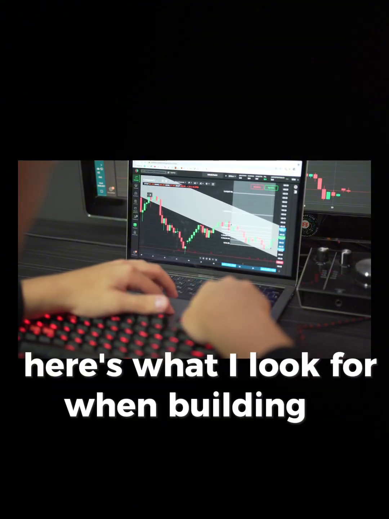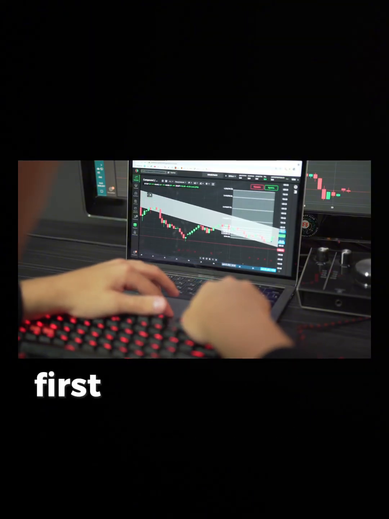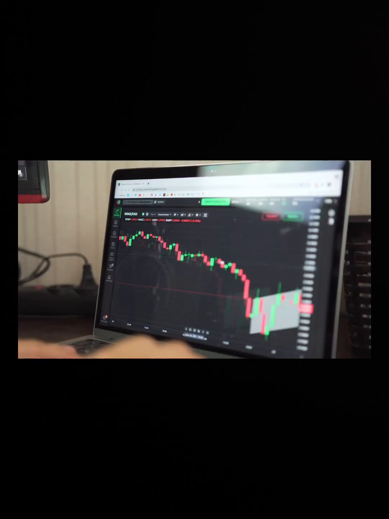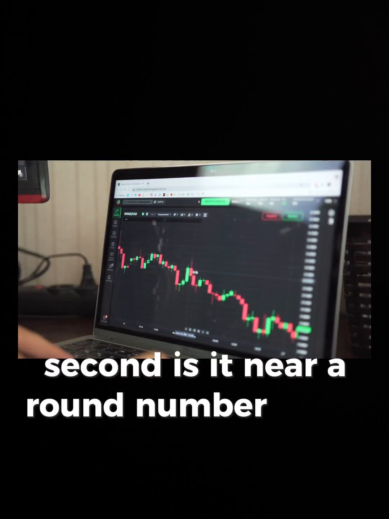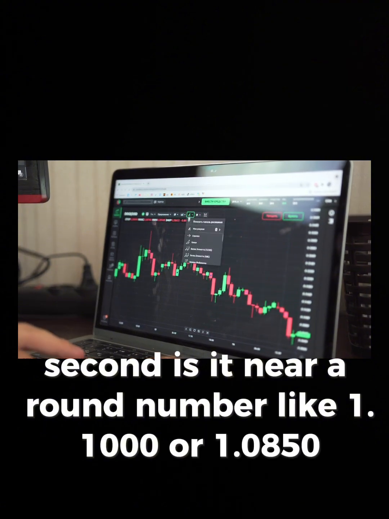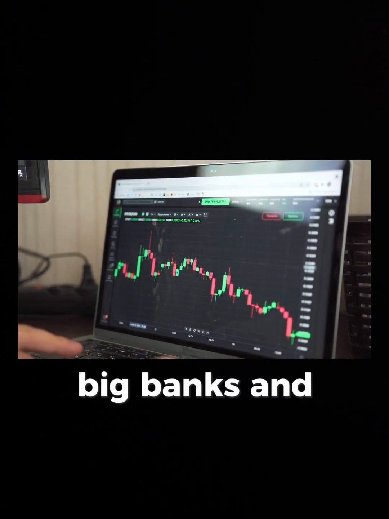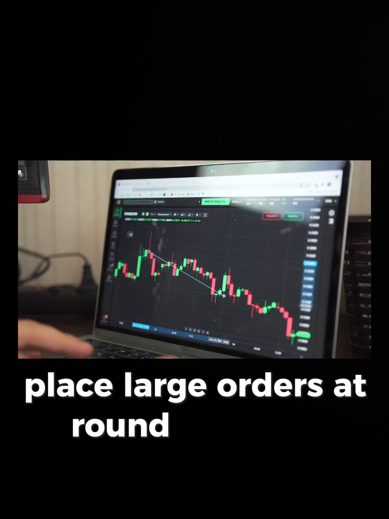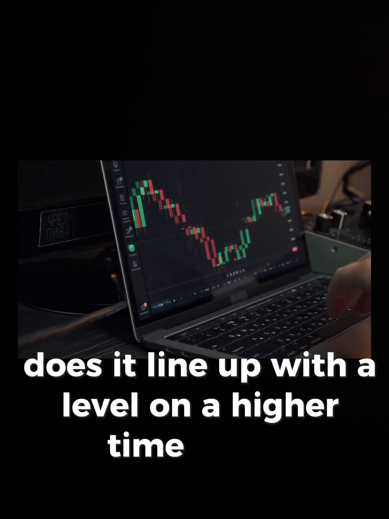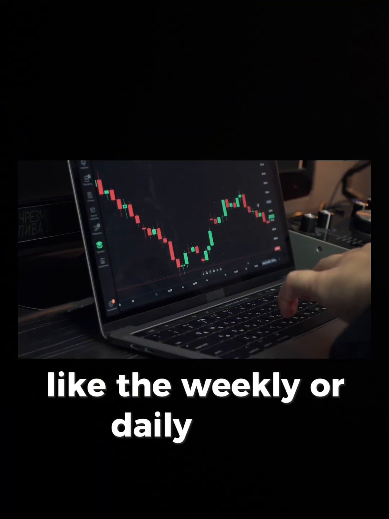Here's what I look for when building a confluence zone. First, is there a clear structural level? A major swing high or low? Second, is it near a round number like 1.1000 or 1.0850? Big banks and institutions place large orders at round numbers. Third, does it line up with a level on a higher time frame, like the weekly or daily chart?